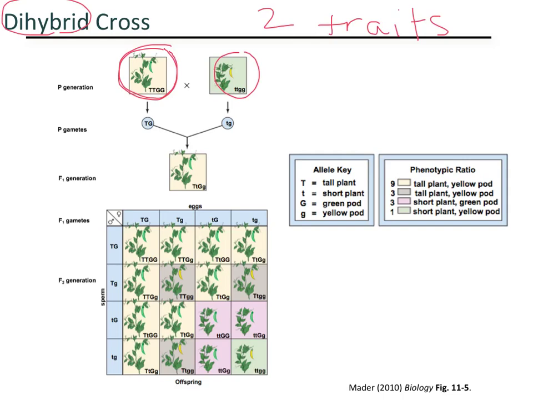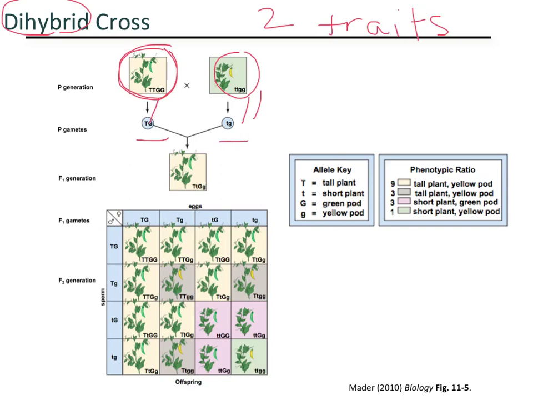In the formation of gametes, these alleles will segregate, as we just saw with the law of segregation, so that each gamete will only contain 1 of each of the 2 factors. So the gametes here contain 1 T, big T in this case, 1 T, little t in this case, and then also 1 big G and 1 little g.